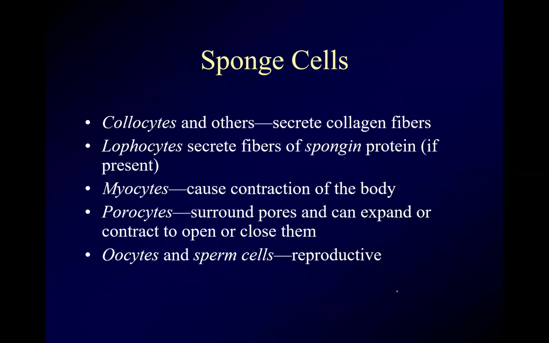Sponges are also supported by collagen fibers secreted by special cells called collocytes. Some sponges secrete a different tough protein called spongin, which is secreted by lophocytes. There are some sponges that don't produce spicules, and they're entirely supported by fibers of spongin proteins. These are the natural bath sponges.